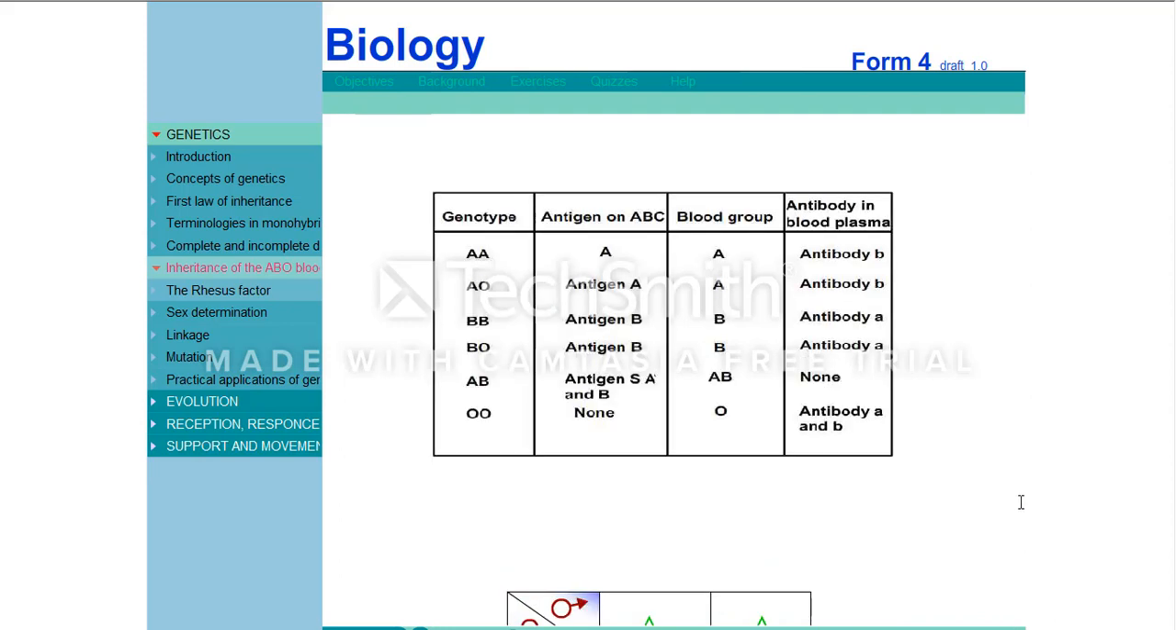The following are therefore the various genotypes in the ABO blood system with their corresponding antigens, blood groups, and antibodies in the plasma. The illustration shows the various genotypes in the ABO blood system.